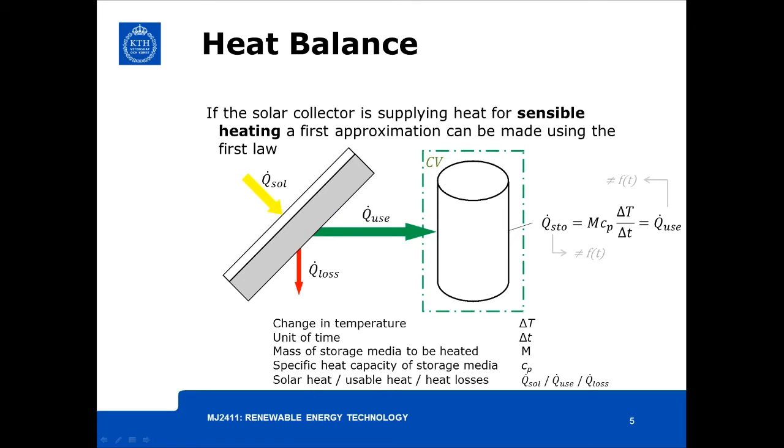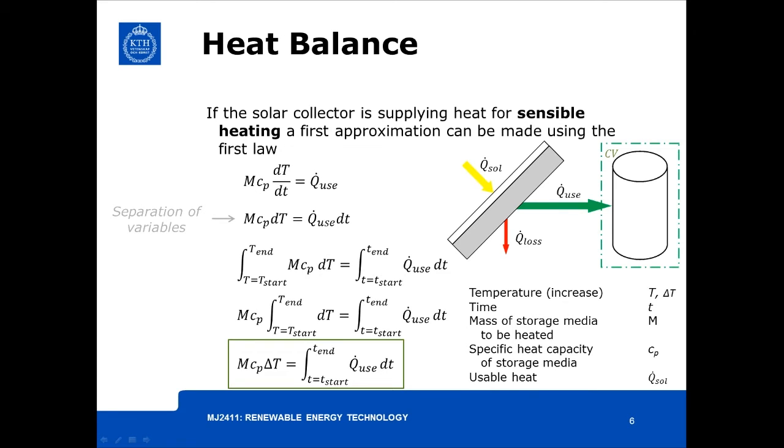For a system where the usable heat, the usable power out of the collector, is not a function of the time, we can replace the differential of dT over dt by increments. So we can easily calculate the stored heat or the rate of stored heat as a function of the temperature and the time.